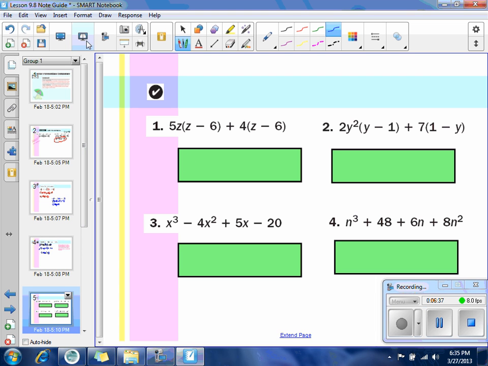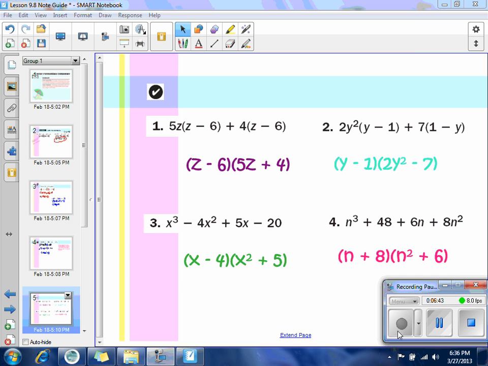So take a second, work out these checkpoint problems, and then come back and see if you got the right answer. So hit pause now. All right, how'd you do? On number 4, you would have needed to put them in order first to then be able to group them.